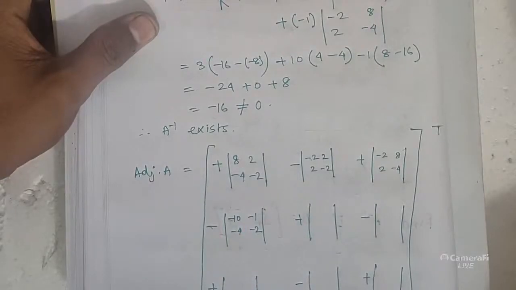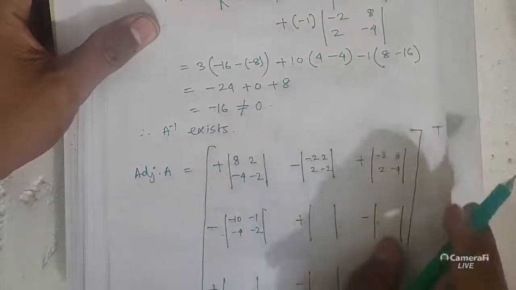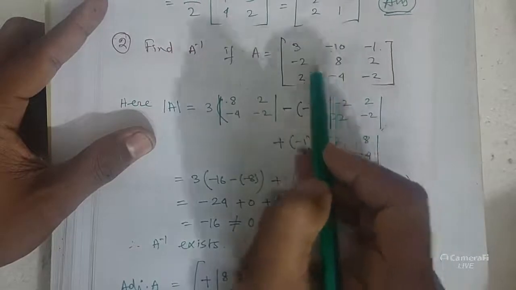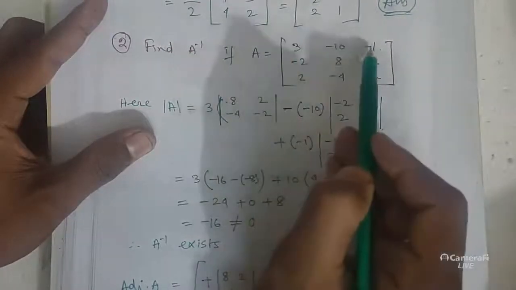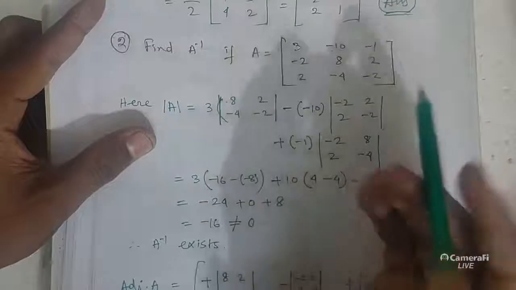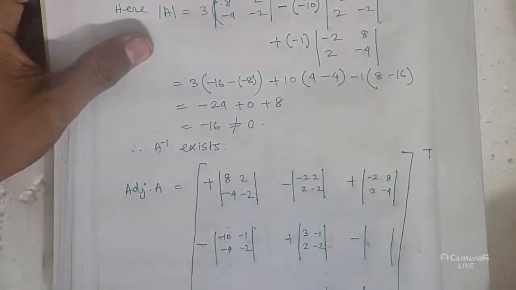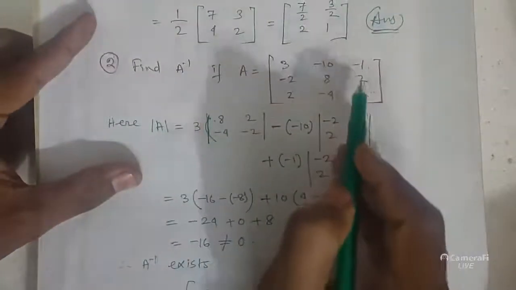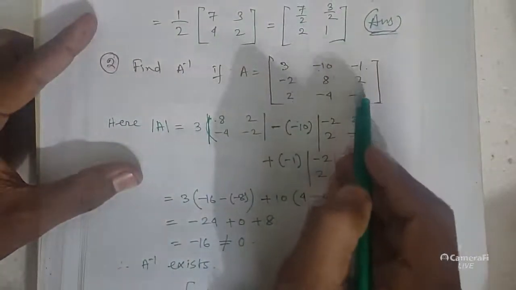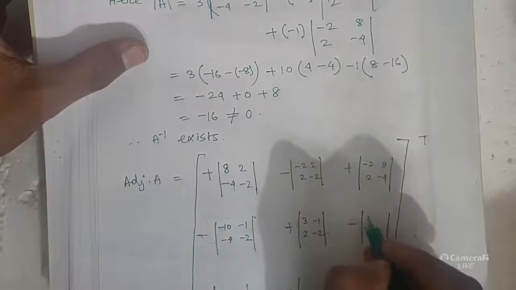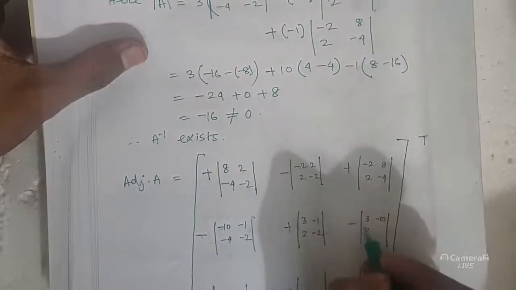Next we have to write the cofactor of second row, second element. Second row, second element is this 8. So corresponding column and row of, what is left? 3 minus 1, 2 minus 2. Now this element, this column, this row of, so 3 minus 10, 2 minus 4.